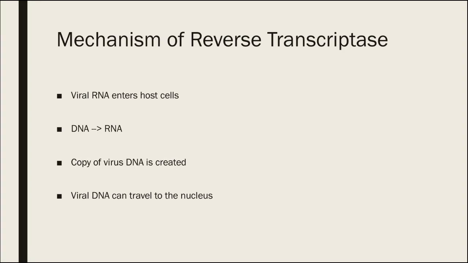Now let's talk about the basics of the mechanism of reverse transcriptase. Once viral RNA enters the host cell, reverse transcriptase starts by creating a DNA version of that RNA. They create a copy of viral DNA. After that, the viral DNA can move toward the nucleus of the host cell. This is really important because it sets us up for the next step, which is integration into the host genome. This mechanism is what allows retroviruses to stay within the cell and continue their life cycle.